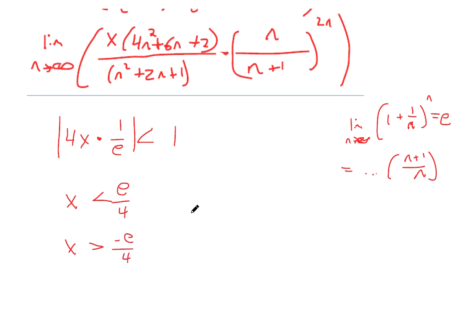So if you're looking for the radius, like this problem is talking about, your interval is negative e over 4 to e over 4. And the radius is just the distance from one endpoint to the center. So the radius is e over 4.